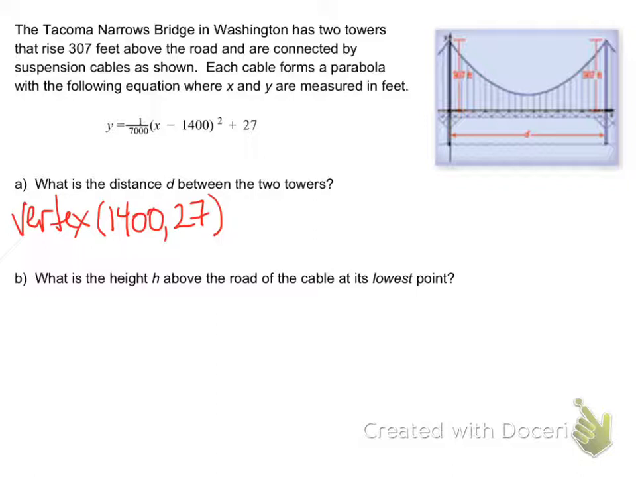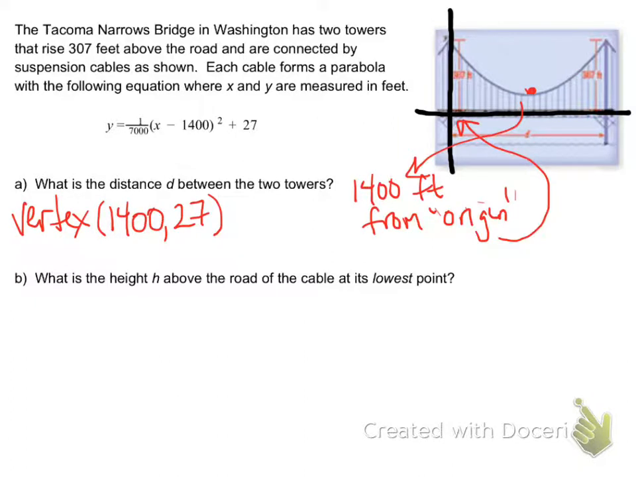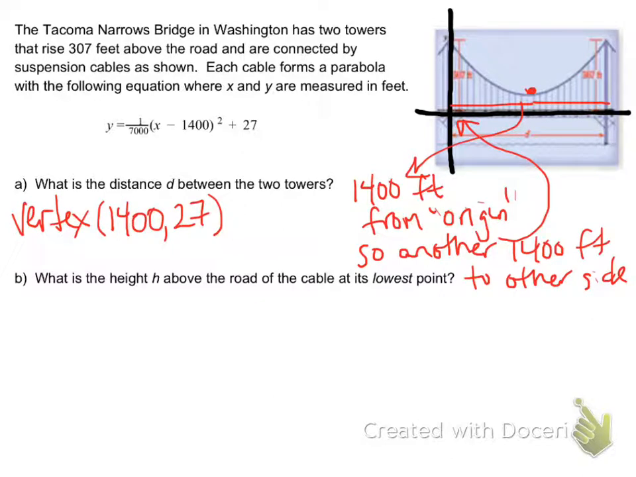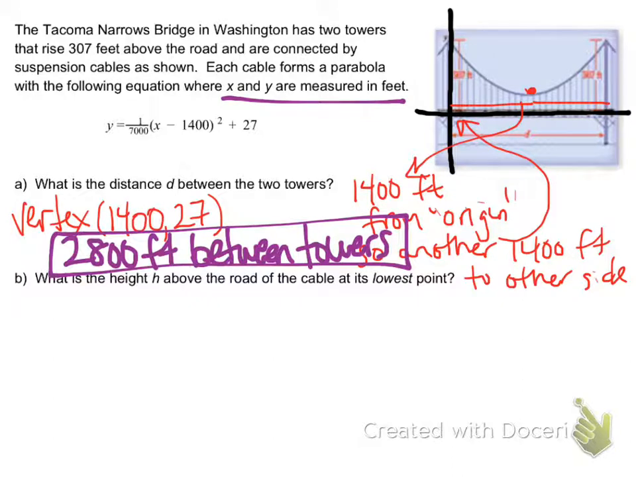Well, that kind of makes it that the x and y axes are going to have to be one of the towers and the road. And so if we look at where the vertex is, what exactly does that mean? Well, that means it's 1400 feet from the origin, which basically is halfway across. So if we go another 1400 feet to the other side, because the vertex has to be in the middle, we're going to get that it is 2800. And we're told that x and y are measured in feet, so it's 2800 feet between the 2 towers.